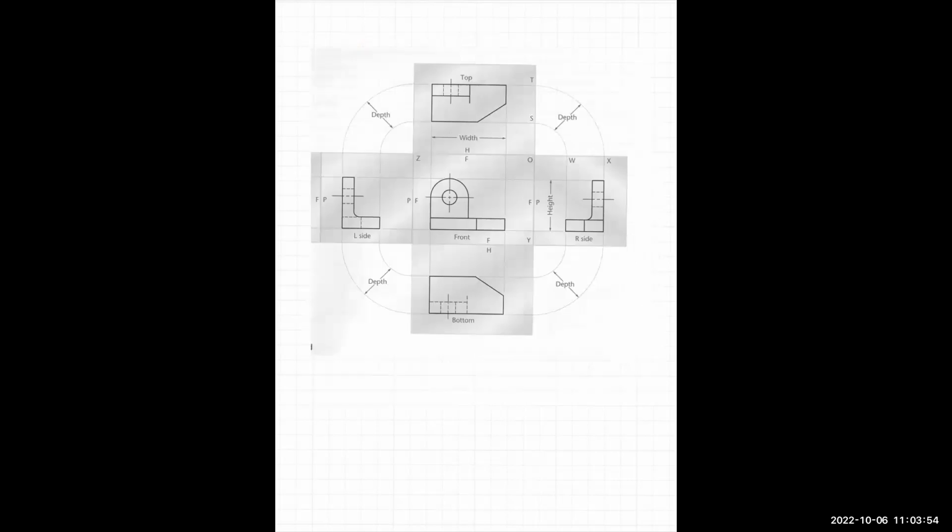Just like that. Yeah. So these three are called the primary views. These are also views and they can be used. It's not that common. Usually three views can define something unless it's complicated, and then we'll need other kinds of views to do it.